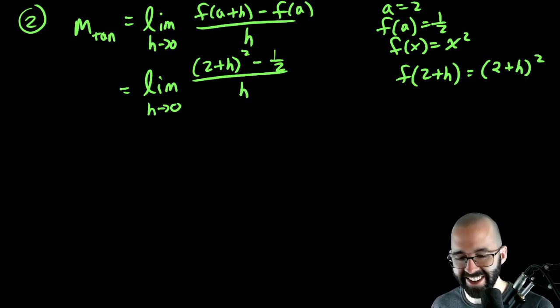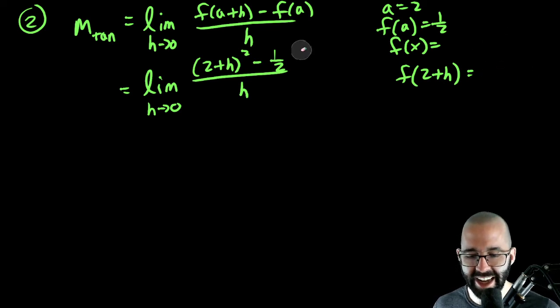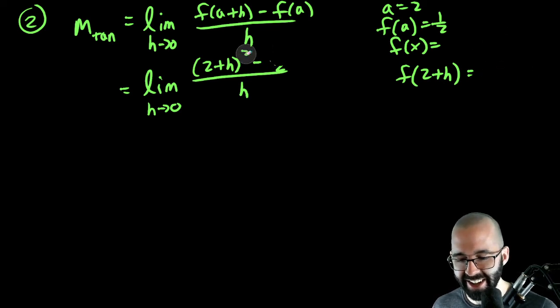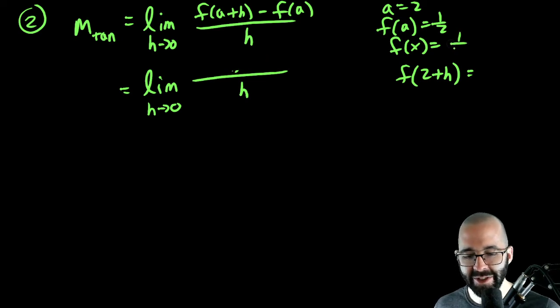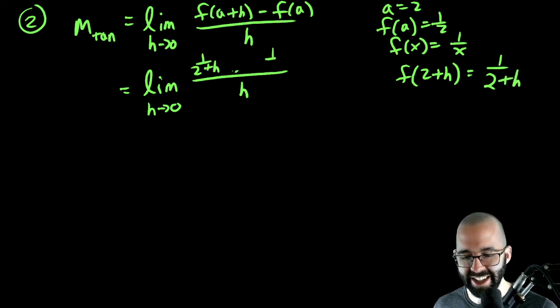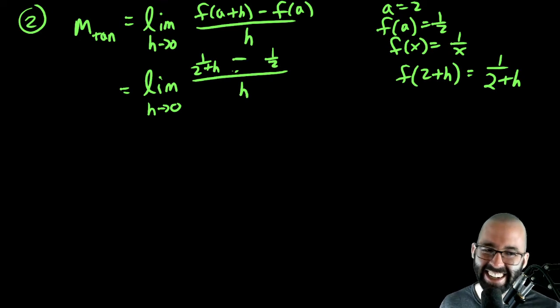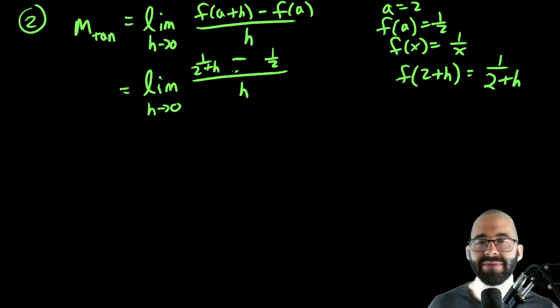Wait, sorry. X squared, that was the function from part A. Our function here is 1 over x. So this will be 1 over 2 plus h. Whew. I was like, this is looking weird. It's looking weird because you're using the wrong function.